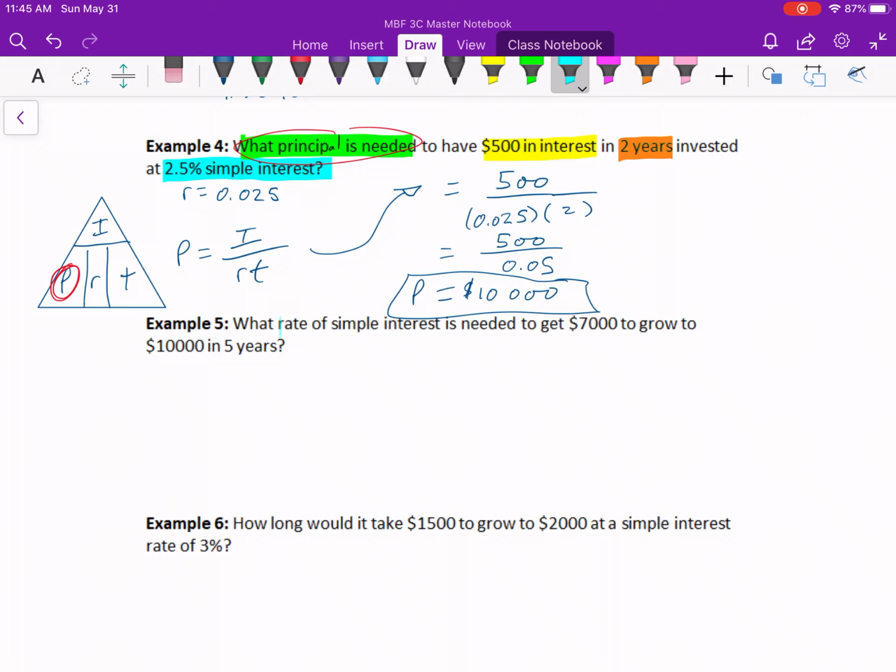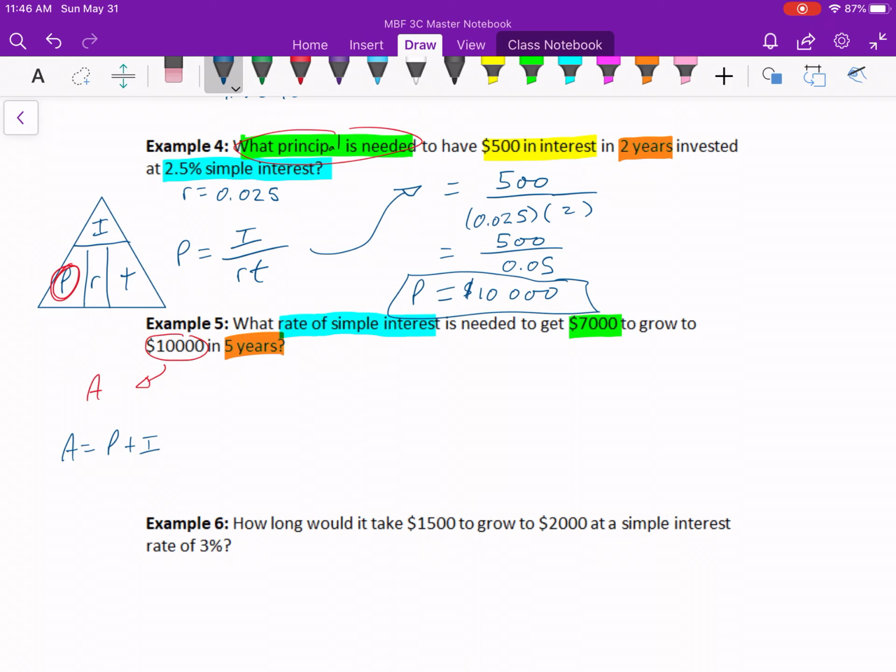Okay, so this time they're asking me to find out what R is. And they're giving me a principal of 7,000, and they're giving me a time of 5 years. There's a little trick twisted into this one, though. The 10,000, the only thing that's missing here is the interest, but 10,000 is not interest. 10,000 is the final amount. This is really A that they're giving me here. And remember, A equals P plus I.